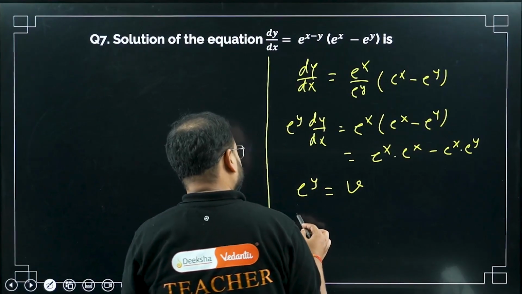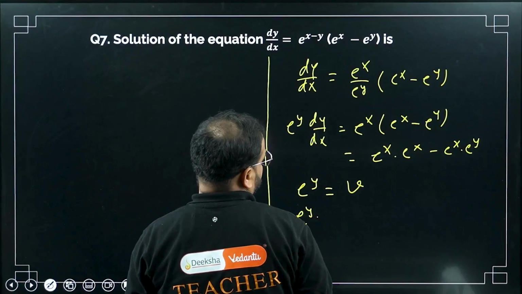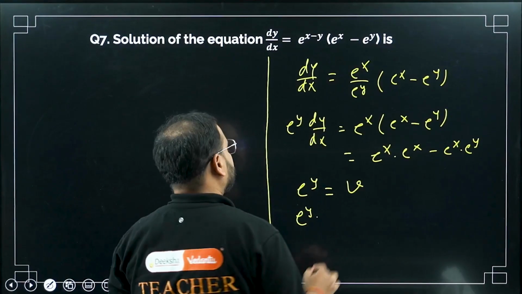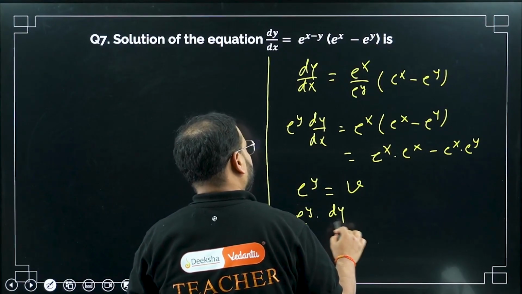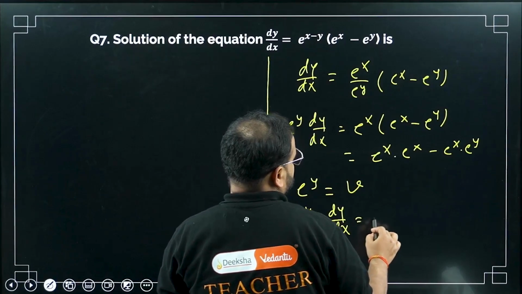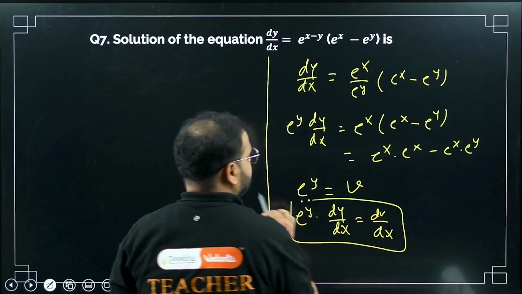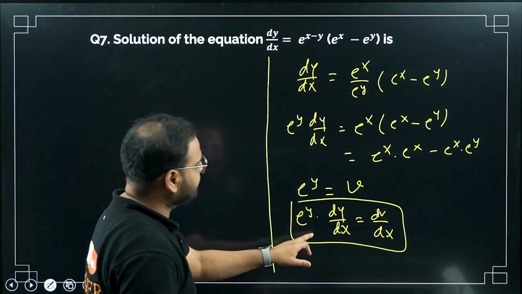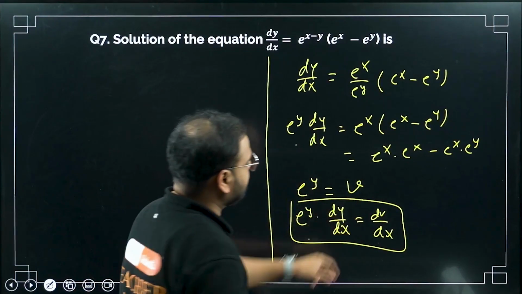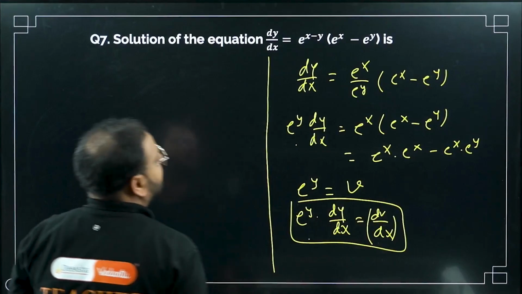Derivative of this will be what? e^y. Derivative is what? e^y only. And what is that? dy/dx equals dv/dx. Yes, sir. Correct. Do you have this? Over here, replace this whole thing by dv/dx.